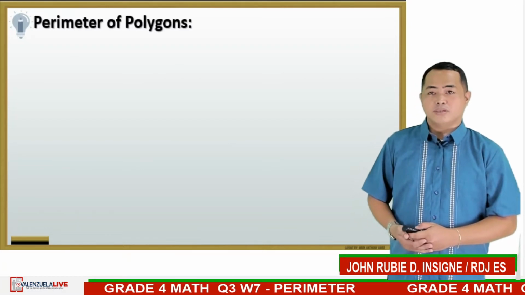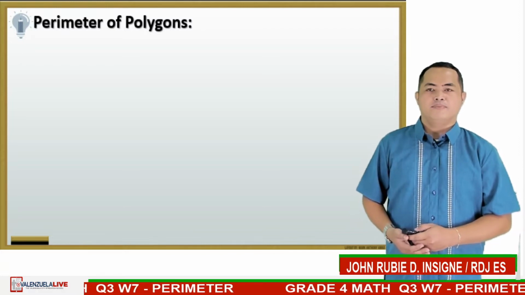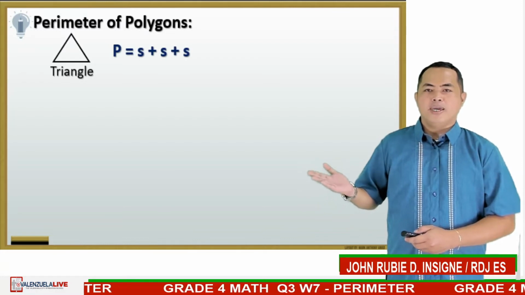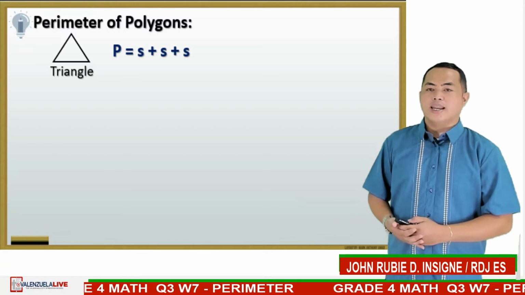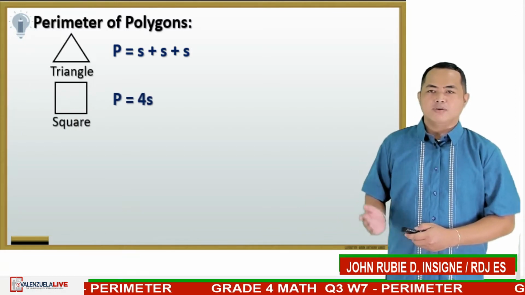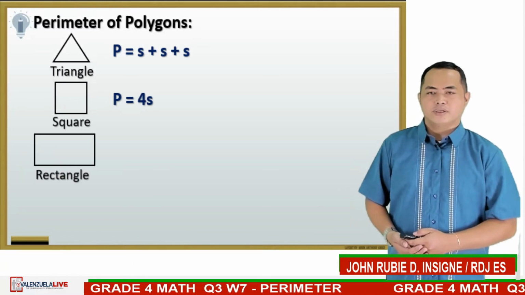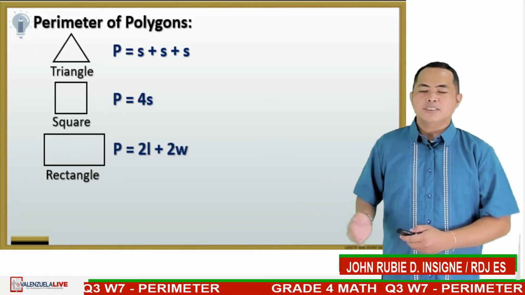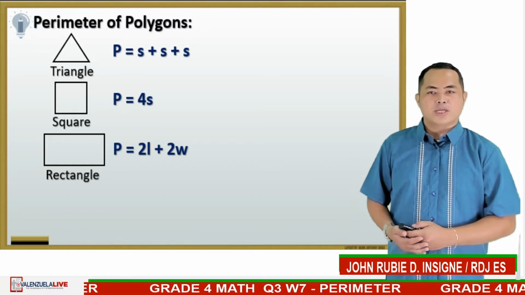To solve the perimeter of another polygon, we can use these formulas. For a triangle, we use the formula P is equal to S plus S plus S, where S is the length of the sides. For a square, P is equal to 4S, where S is the length of the sides. For a rectangle, P is equal to 2 times length, or 2L, plus 2 times width, or 2W.